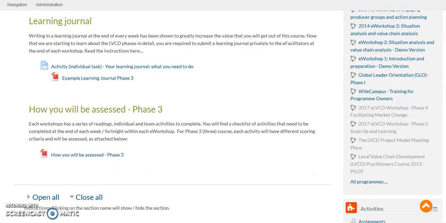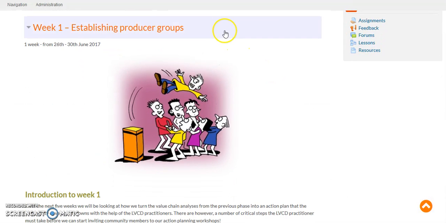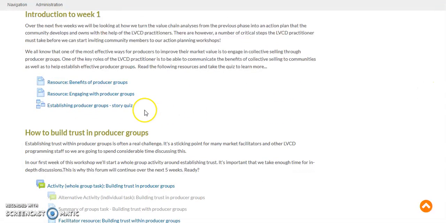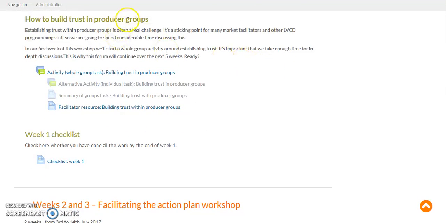Now let's start with Week 1. In Week 1, we are going to learn about establishing producers groups. We will learn through this story quiz, and we have provided you with resources about the benefit of producers groups and how to engage with them. Then we will learn about how to build trust in producers groups.